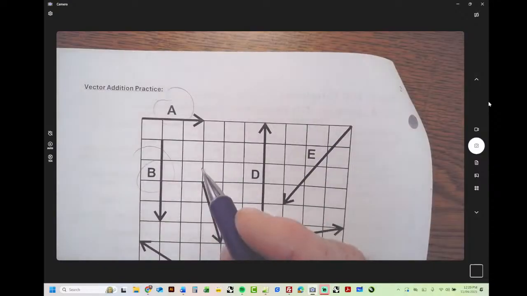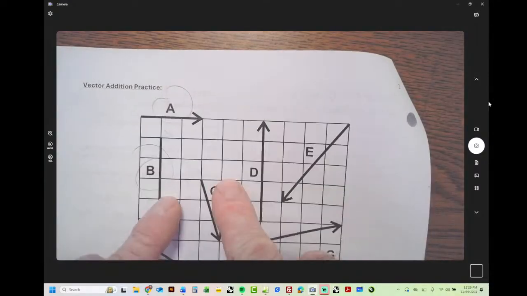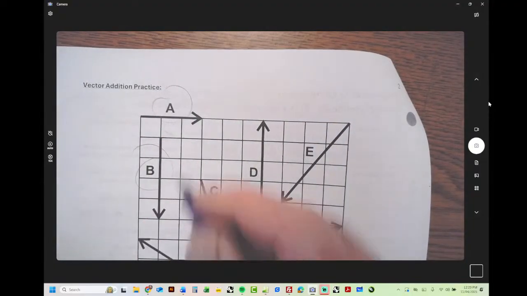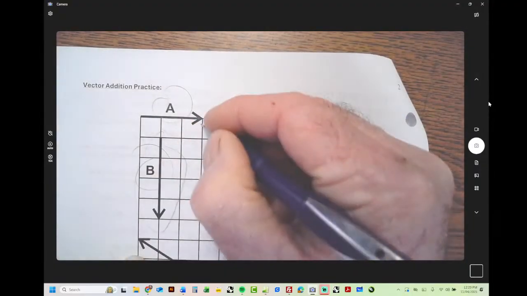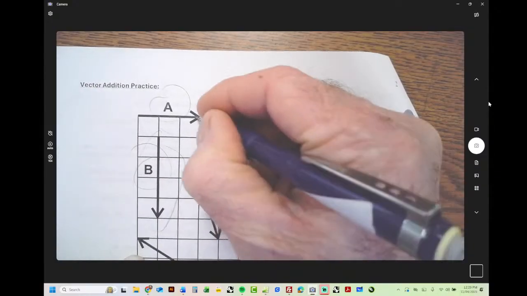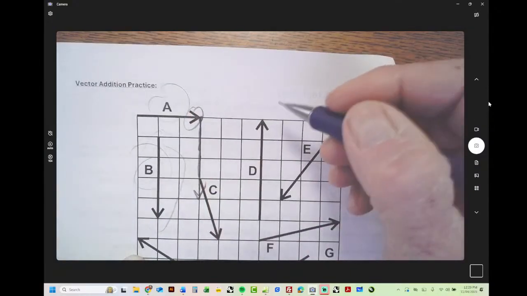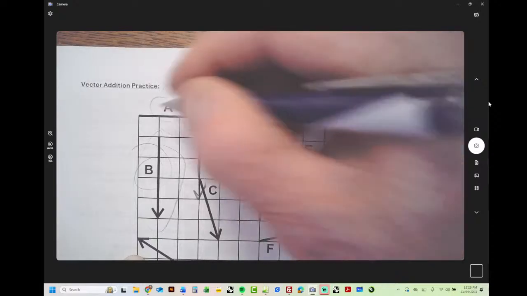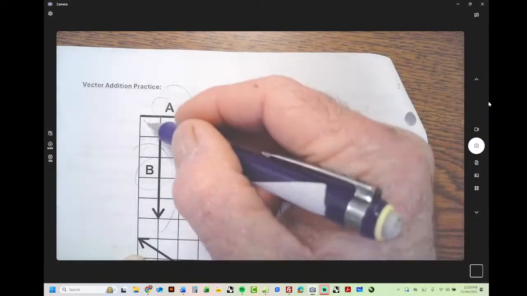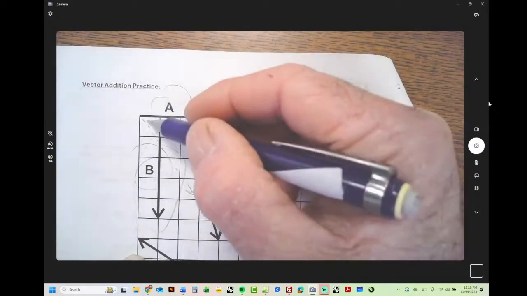And one way I can do it is I could just, on this little grid, move these so that they're head to tail. So I could do this. I could take vector B and move it over here like this and redraw it. So there's its tail next to this head. And it would be this. So I could measure the distance, the magnitude of this.